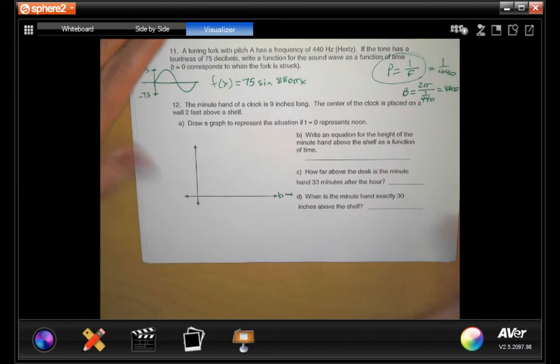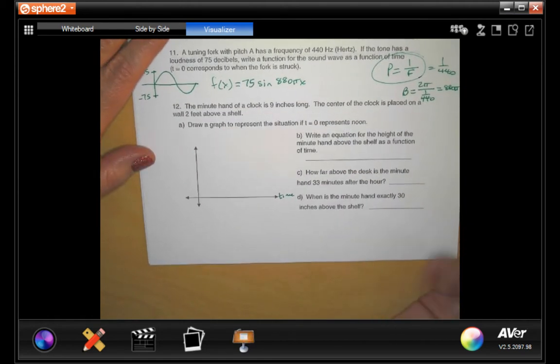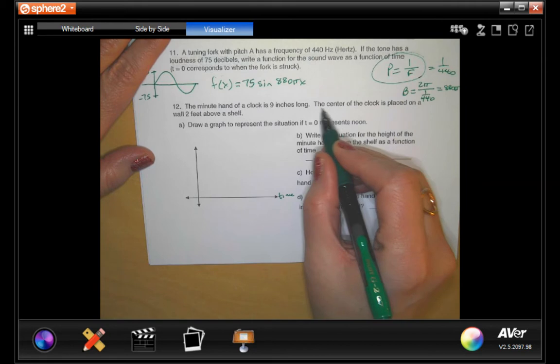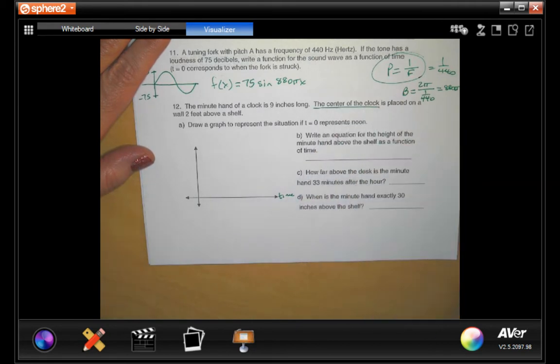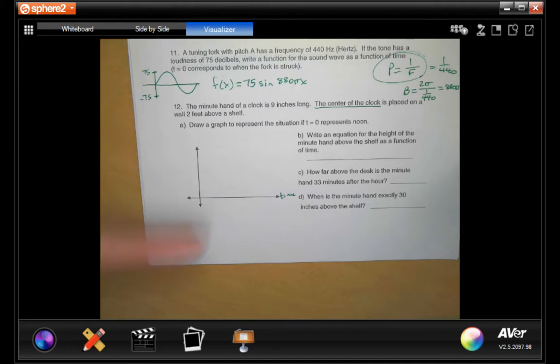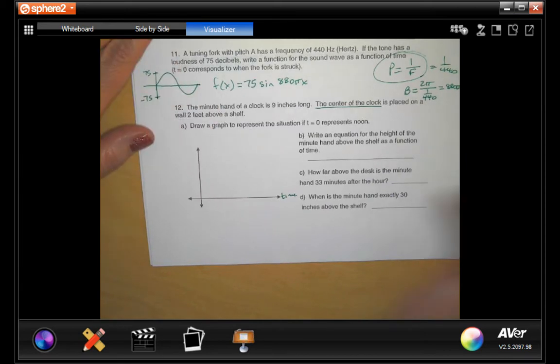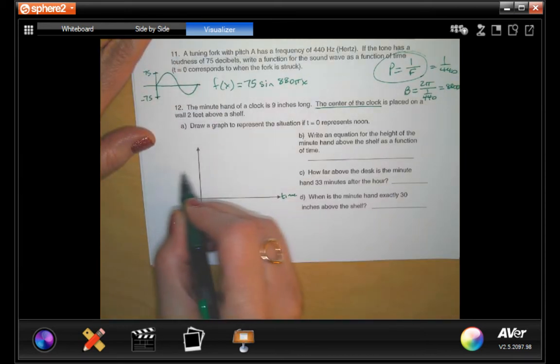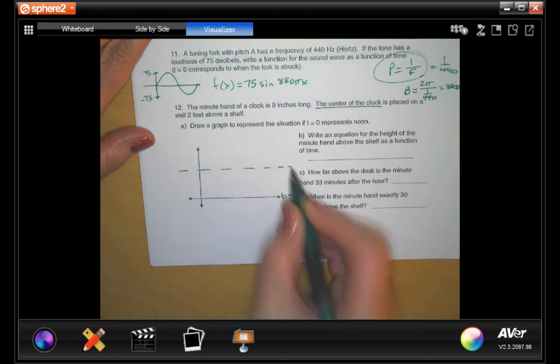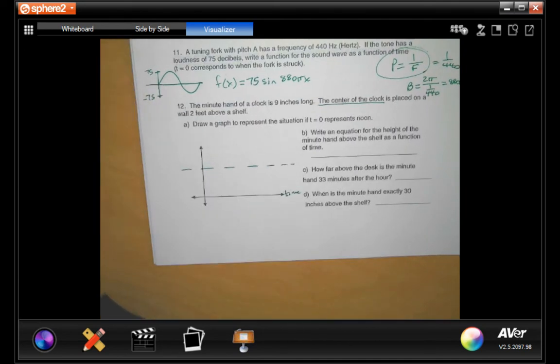Okay, so on 12, the minute hand of a clock is 9 inches long. The center of the clock is placed on a wall 2 feet above the shelf. Guys, anytime they tell you this part, center of the clock, the center of the bicycle pedal thing, what are they giving us on this graph? They're giving us that middle dash line.